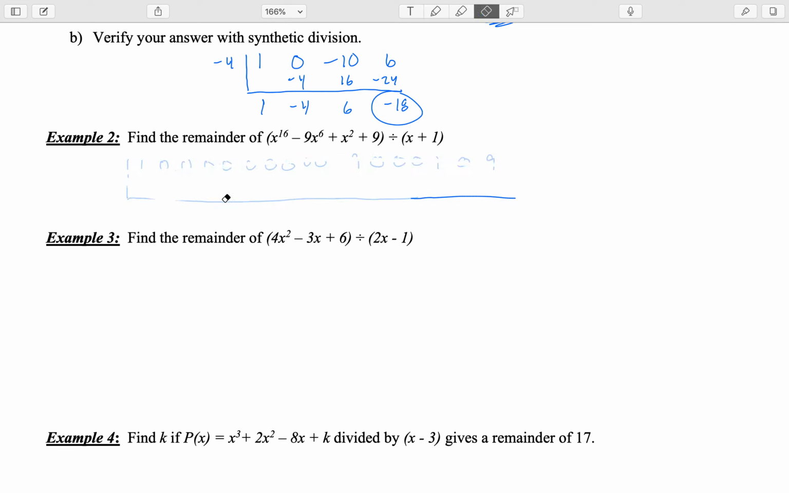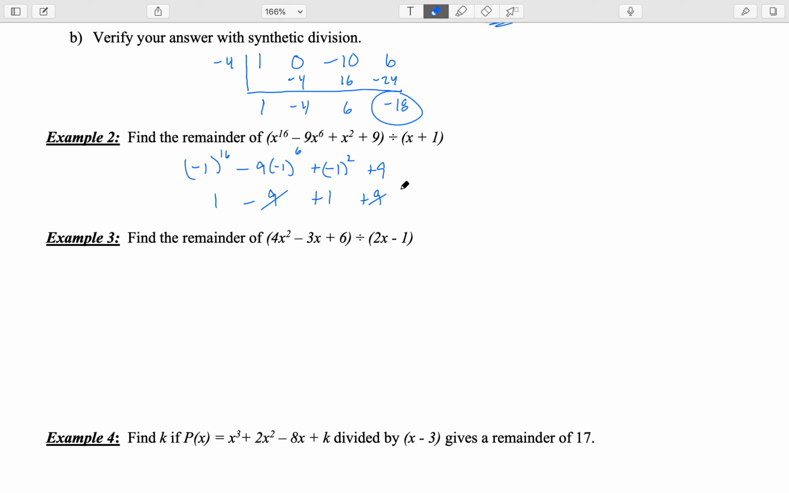I mean, that will work, but I'm not even thinking about that as long division. If I want to know the polynomial's remainder, plug in -1. So it's just going to be -1 to the 16 minus 9 times -1 to the 6 plus -1 squared plus 9. They'll usually give you a nice number. Something to the power of 16 is even, so that's just +1. This is even, so minus 9 times 1 plus 1 plus 9.